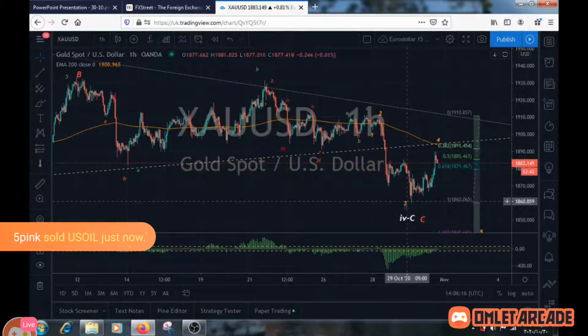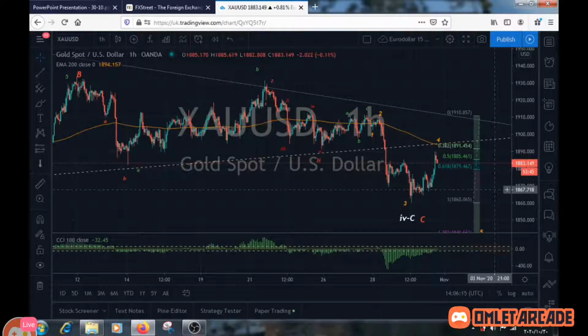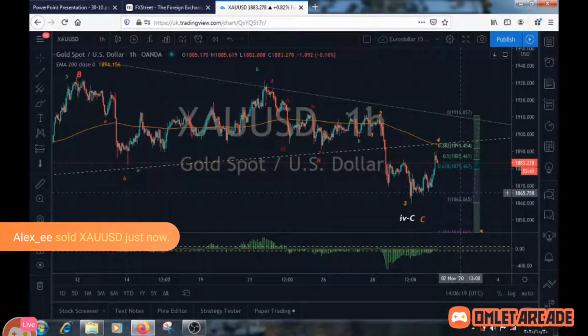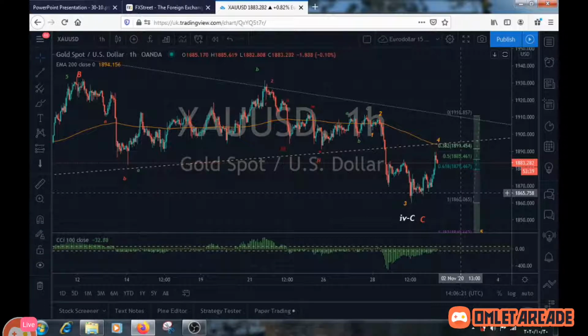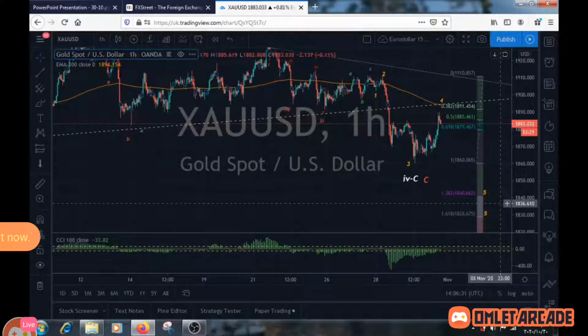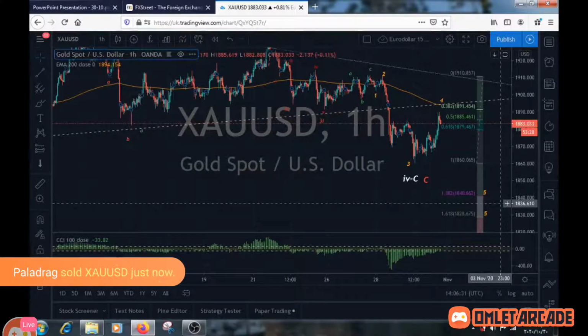So expect a bottom in gold to form right after the election. Okay, so this bottom, we will consider where exactly it's going to be, between 1,830 and 1,840. If the Federal Reserve is very aggressive, they will push that to 1,800.